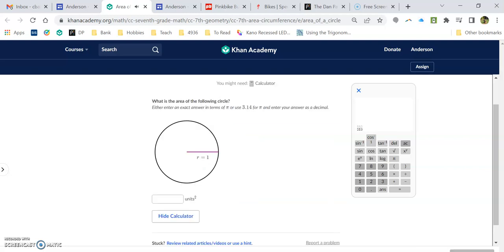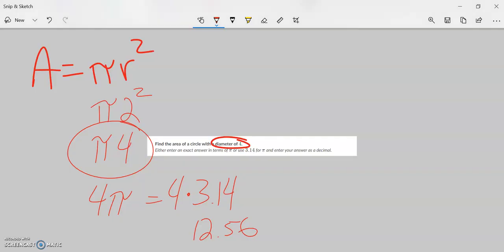Okay, what is the area of the following circle? We are given the radius of 1. We just did one very similar to this on the first question. So remember, area equals pi r squared right here. So if our radius is just 1, 1 squared is 1, then 1 times pi is 3.14.